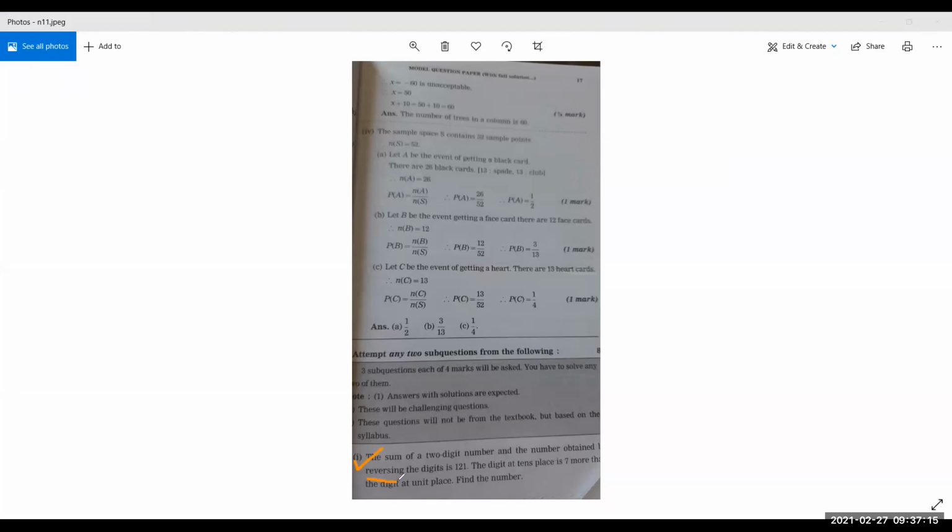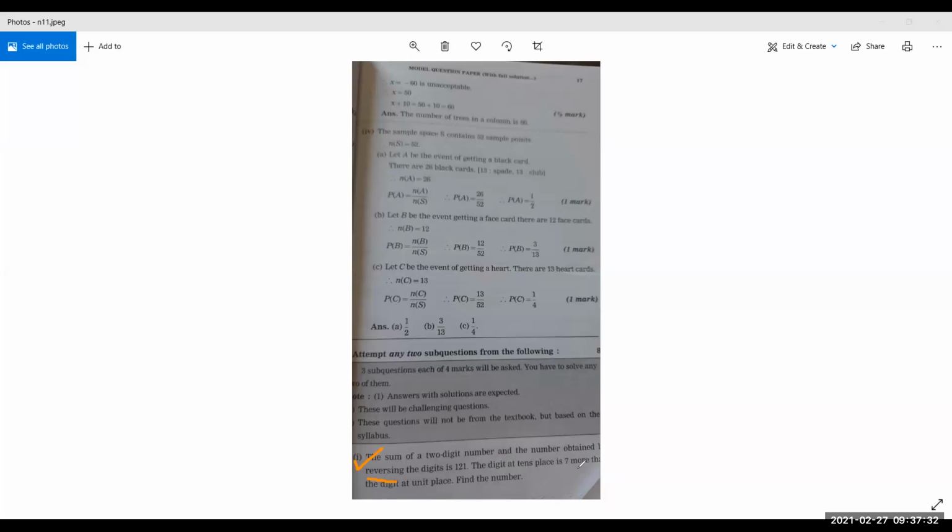Reversing, or sometimes it has been asked as interchanging. So it is an important one. Whatever questions you find in your textbook, please do all the questions of this type. Reversing the digits or interchanging the digits. This question can be asked for 4 marks. So it is a very important one.